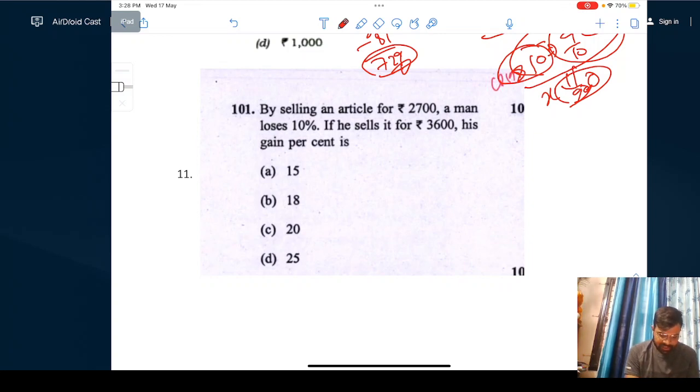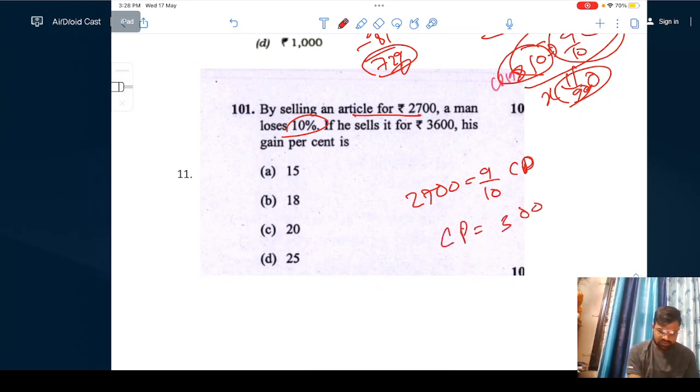By selling an article at 2700, a man loses 10%. If he sells it at a higher price, his gain percentage is? See, 10% loss means 2700 is equal to 9 by 10 of CP. So CP is equal to 3000. Now you have to find the gain percentage: 600 by 3000 will become 20%.